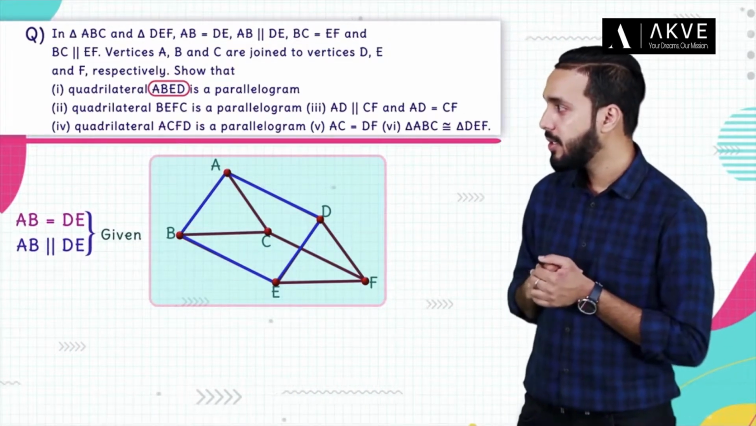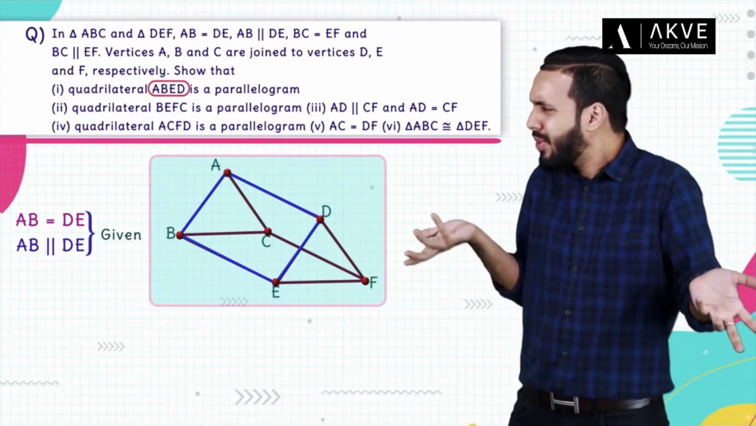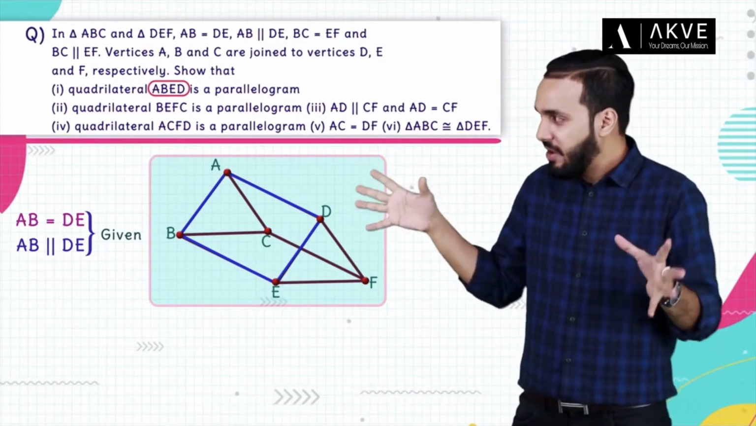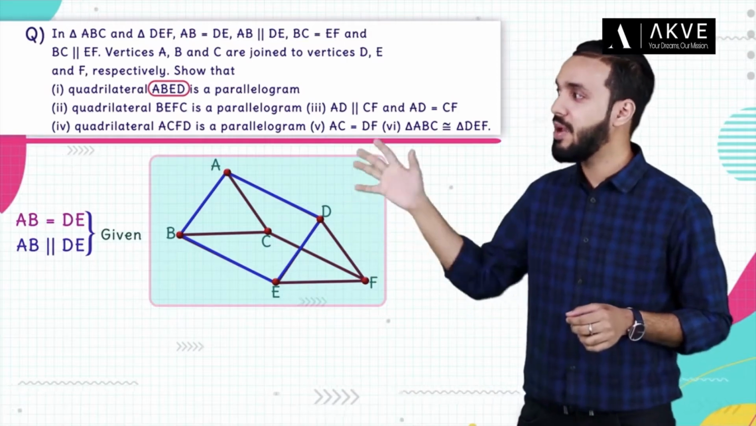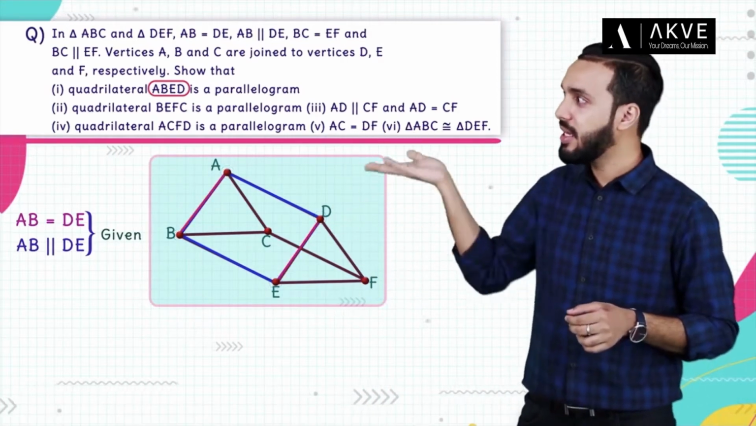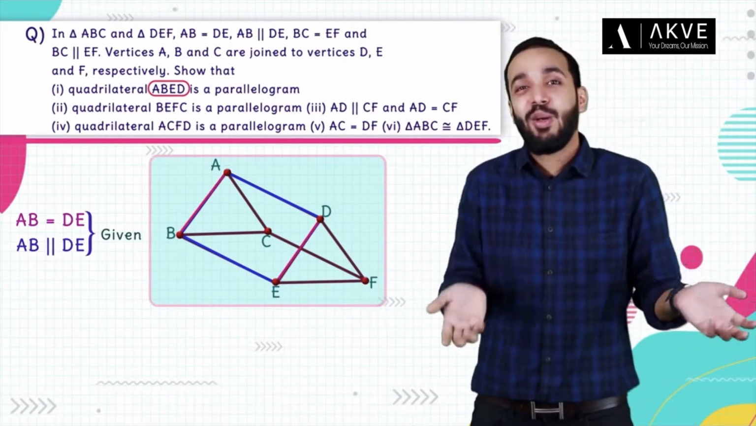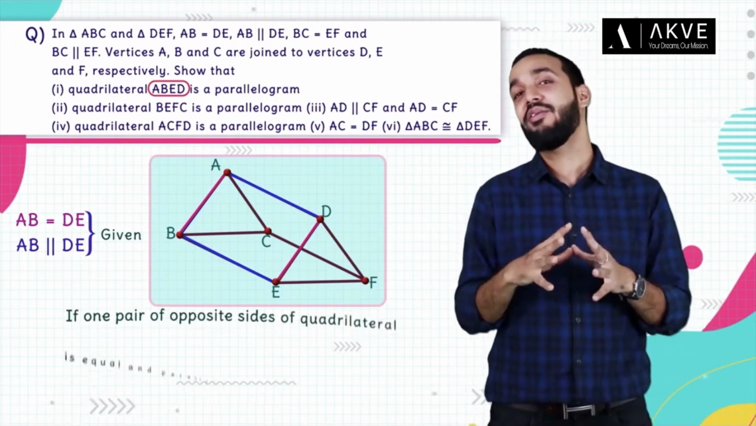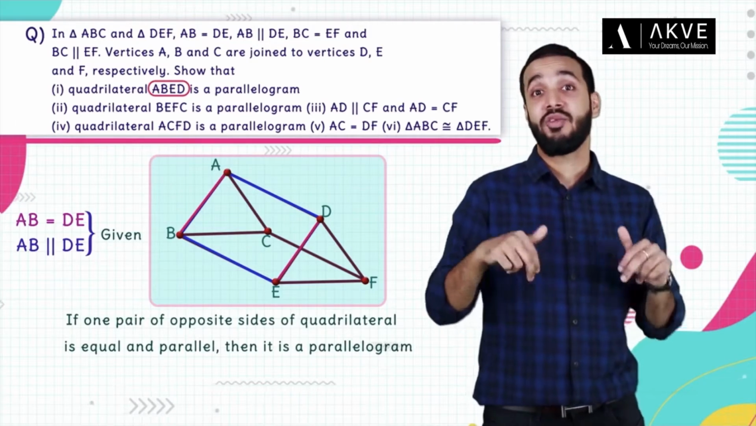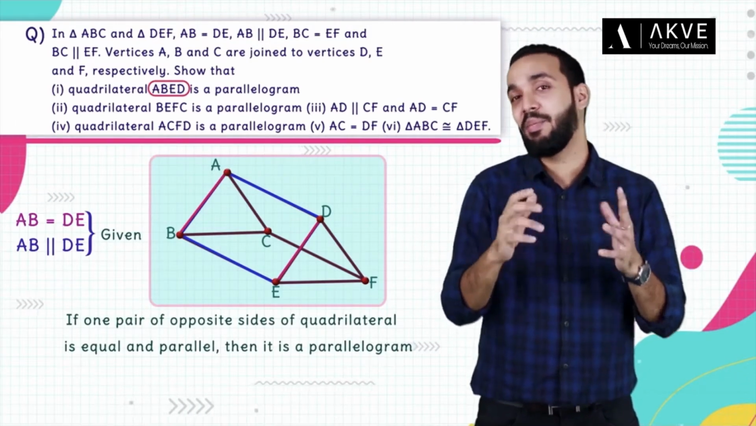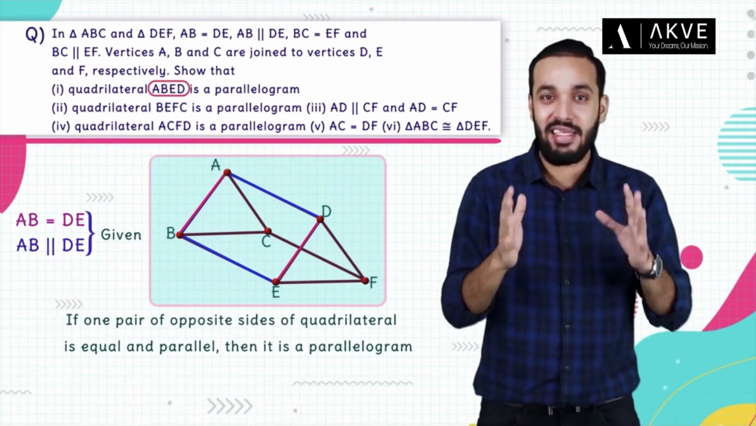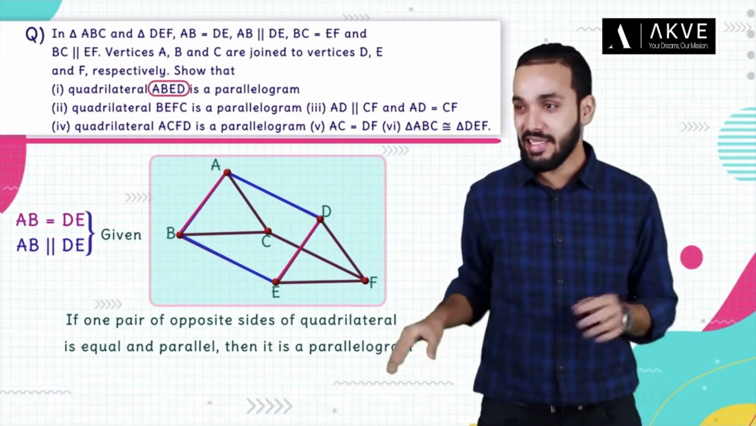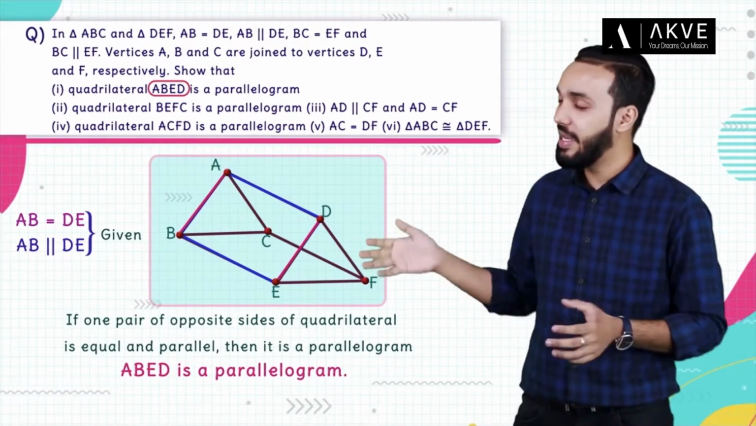What else? Hey, why do we need anything else? If you notice, in quadrilateral ABED, AB and DE are opposite sides and we already know that they are equal and parallel. Remember the condition? If one pair of opposite sides of a quadrilateral is equal and parallel, then it is a parallelogram. Thus, ABED is indeed a parallelogram.